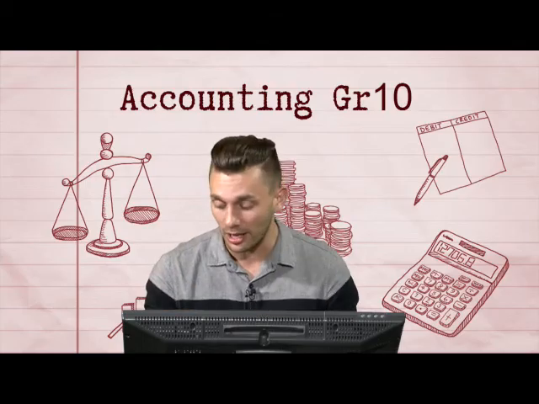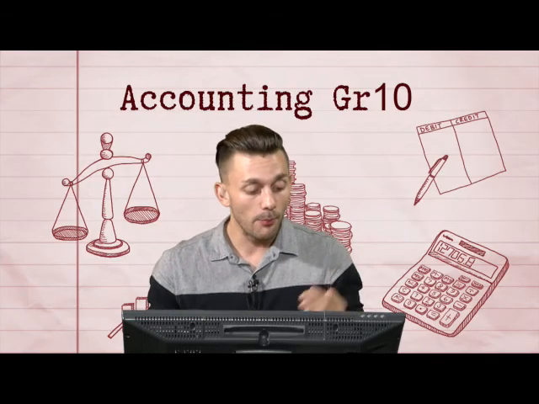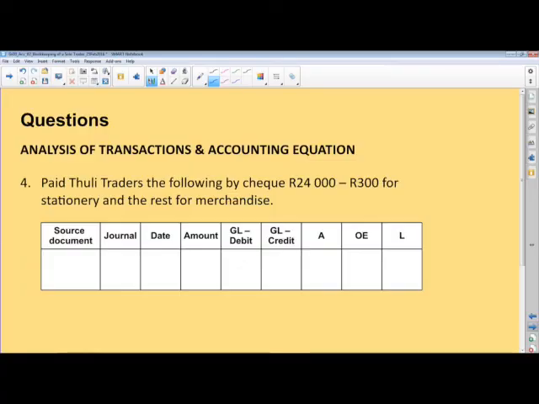Let's look at another one. Pay Thule traders the following by check. We are paying 24,000 Rand. But what did we pay? We paid 300 Rand for stationery and the rest for merchandise. I'm going to give you 2 minutes to answer this one.